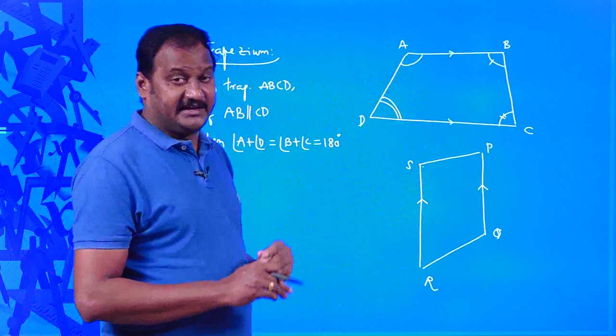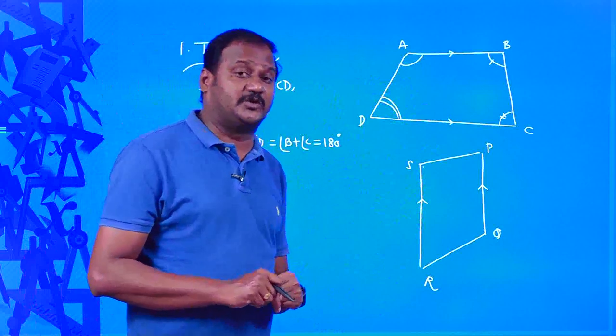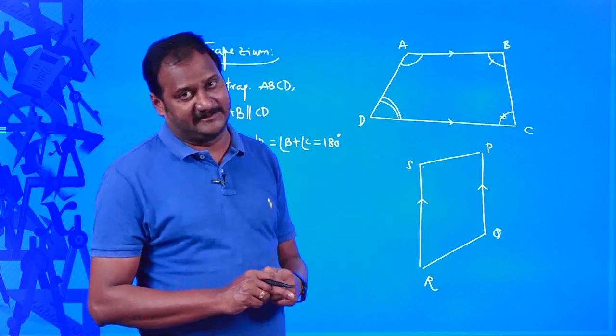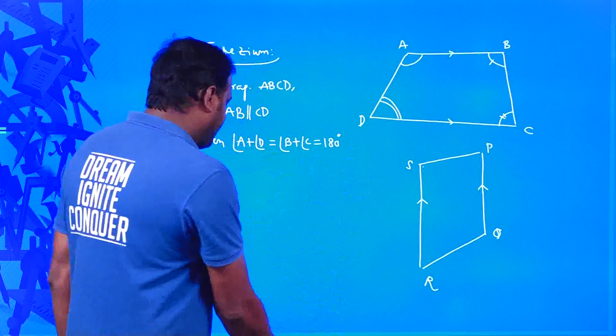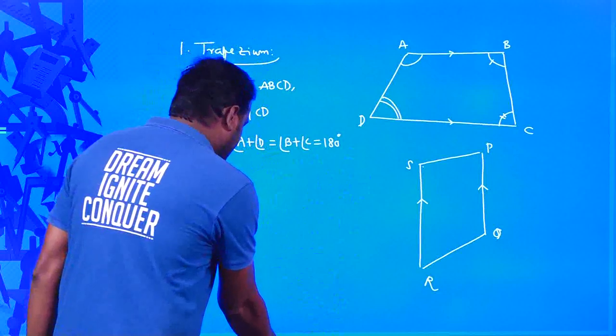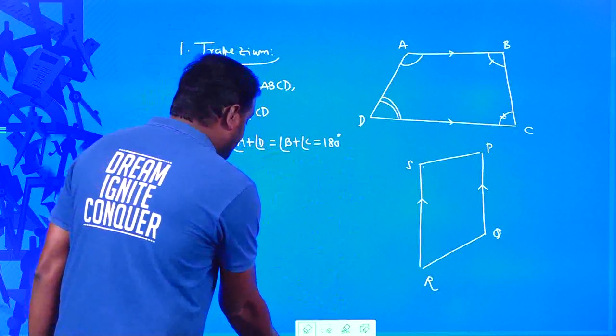So, finally, a trapezium is a quadrilateral in which one pair of opposite sides are parallel, right? So, coming to the next quadrilateral. What is the next quadrilateral here? See, in trapezium we discussed one pair of opposite sides being parallel. Here, if both the pairs of opposite sides are parallel, then what will happen?